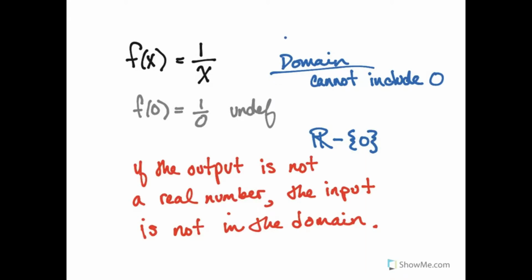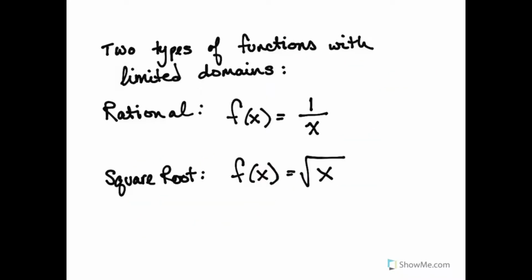So basically we say that if we put a number into a function and we don't get a number out, we can't include the number in the domain. And there are two kinds of functions where that often happens. Those two types are rational functions, where there's an x in the denominator, and the denominator can't be 0. And the other kind is a square root function, because inside the square root can't be negative.